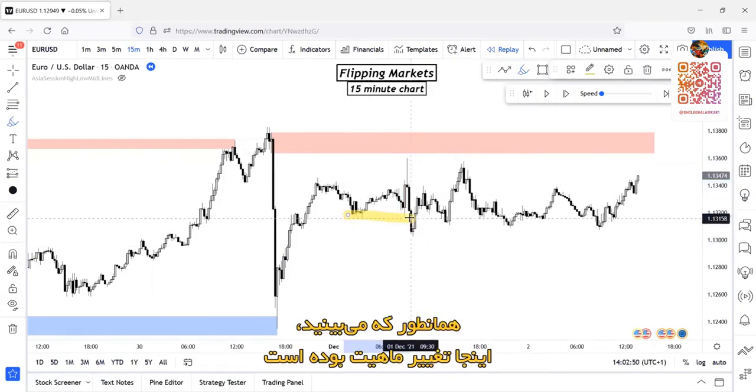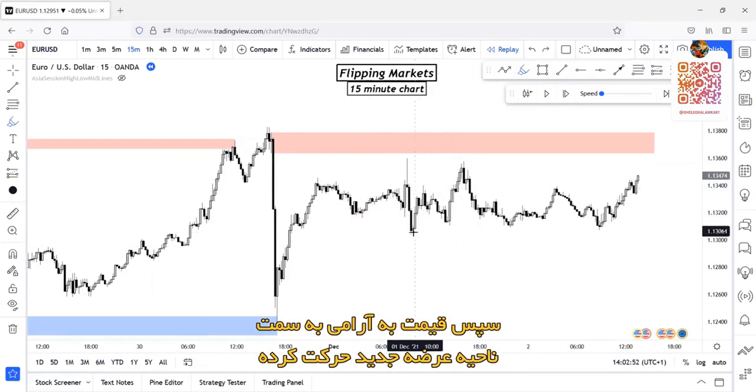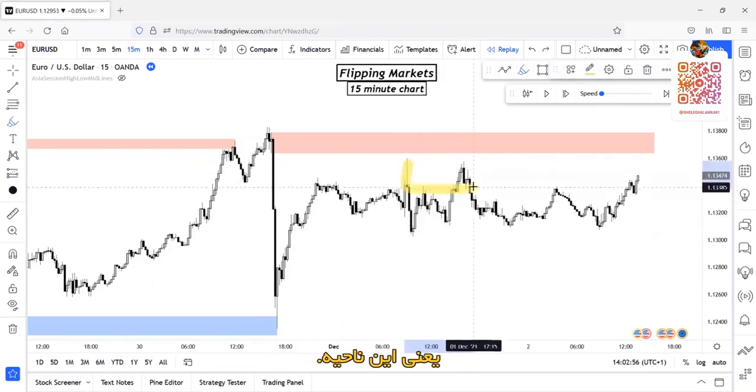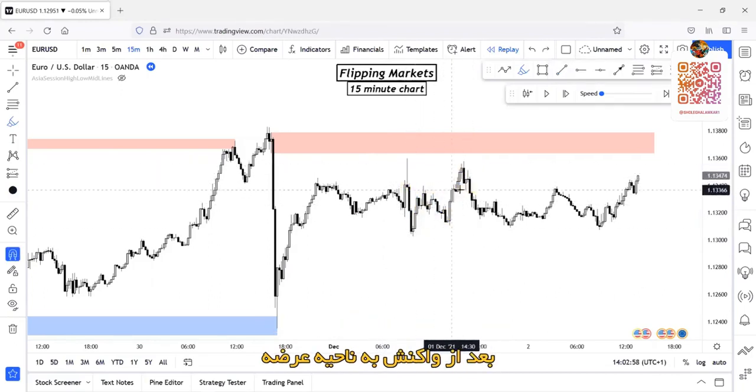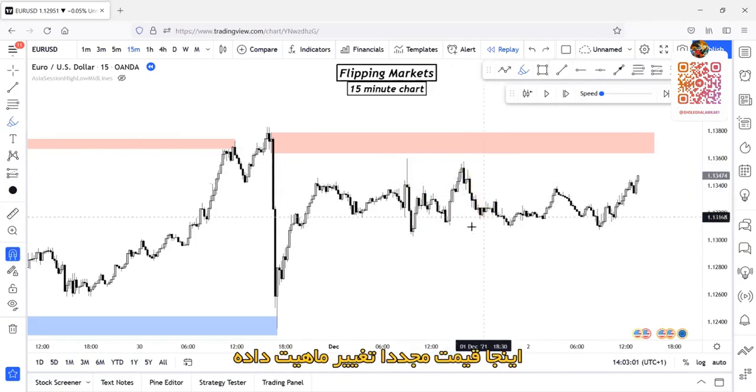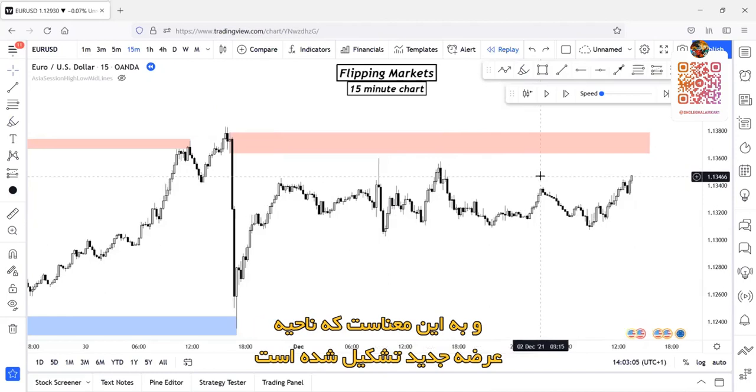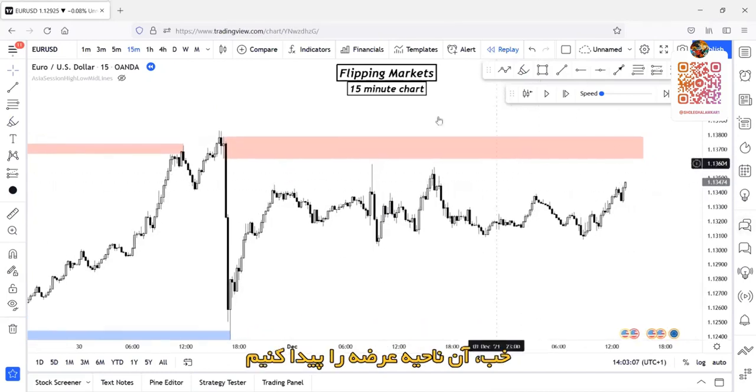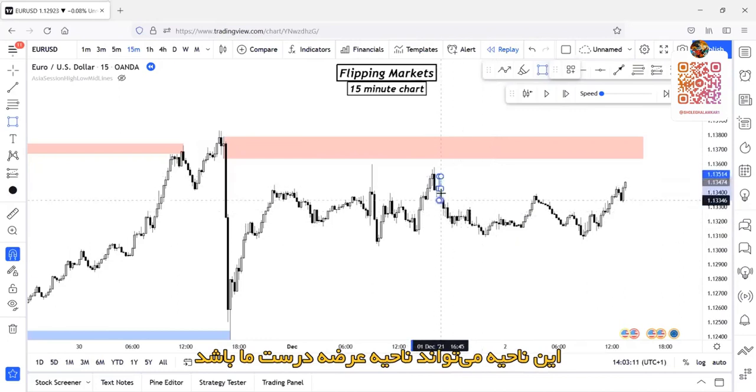As you can see, here was the change of character. And after this, price was slowly levitating back to a fresh and newly created supply zone, this one. And after the reaction on this supply zone, price changed character again on the downside, as you can see here. So this means we have a new supply zone. Let's just find that supply zone and mark it. So this could be our right supply zone.